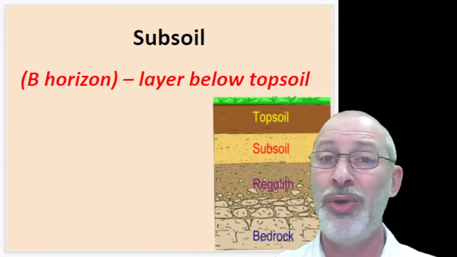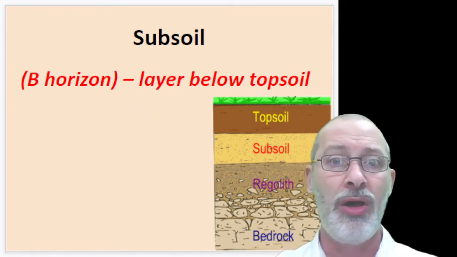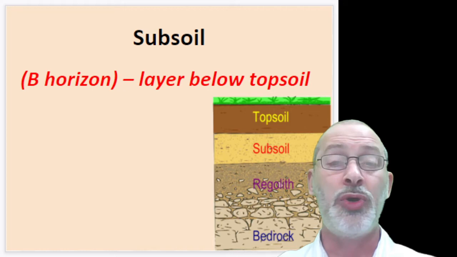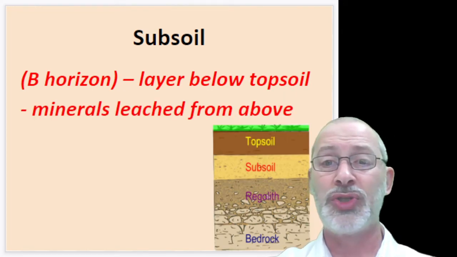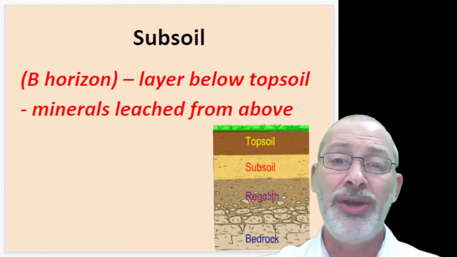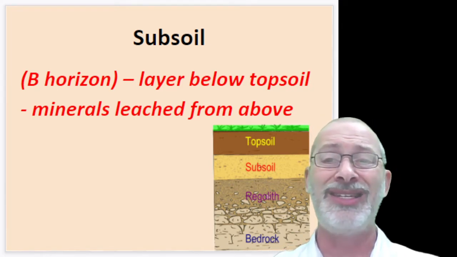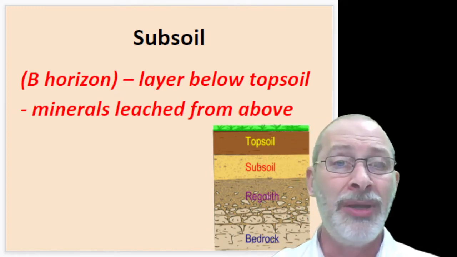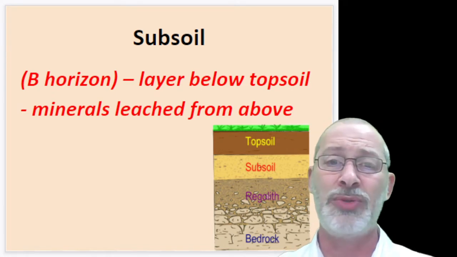So when you blow the topsoil off, or you wash the topsoil off with erosion from other factors, it exposes the B horizon, which is the layer below the topsoil, and it's the layer in which the minerals are leached from above, so it still has some capacity to provide minerals to plants, but not nearly as well as the topsoil.